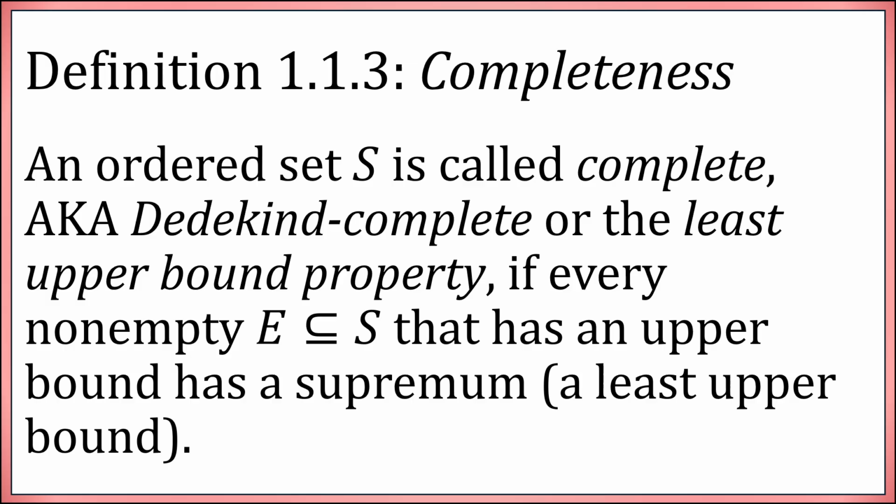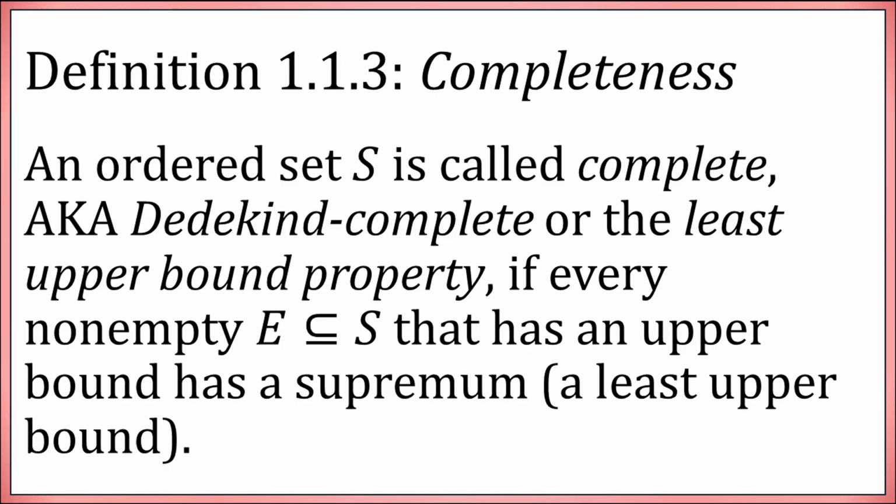Okay, here's the next major definition, completeness. An ordered set is called complete, also called Dedekind complete, or having the least upper bound property, but in modern parlance, complete is the term that you'll always see. A set is called complete if every non-empty set that has an upper bound must have a supremum. So this is just a property that a set can have. Any set that has any upper bounds at all must have a smallest possible upper bound.